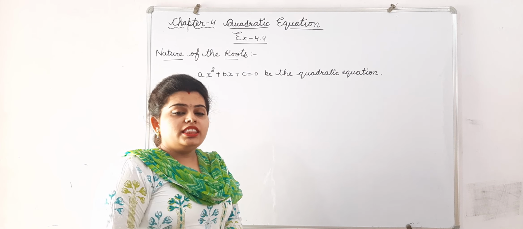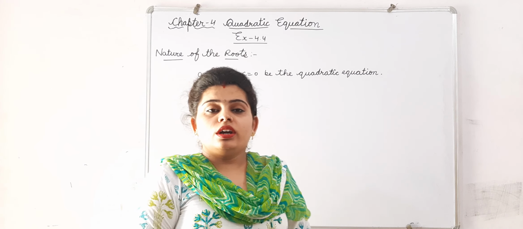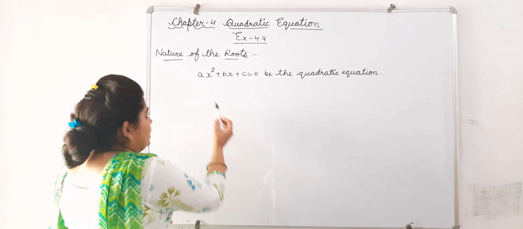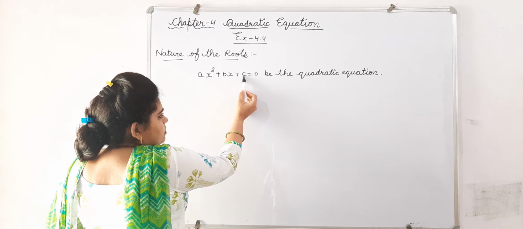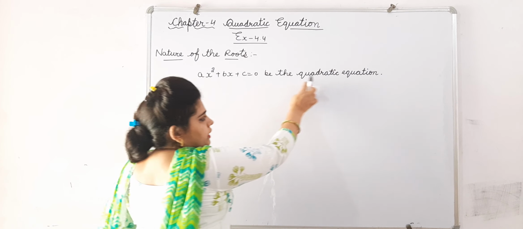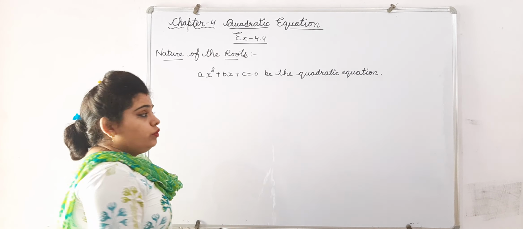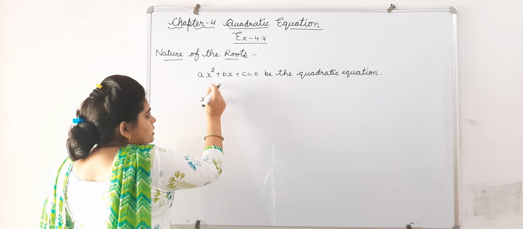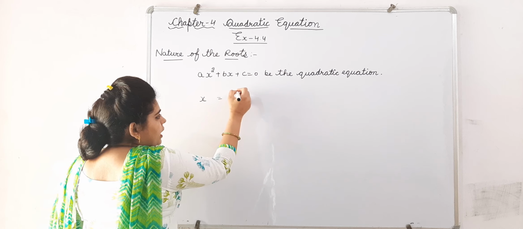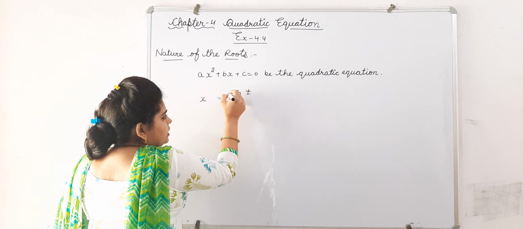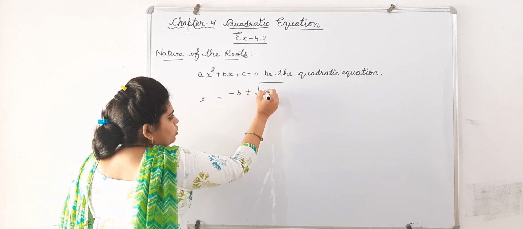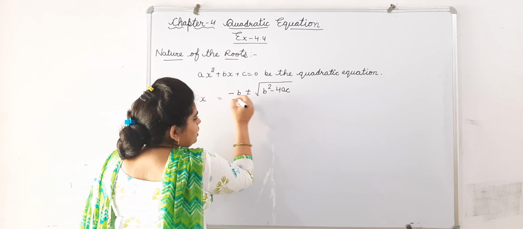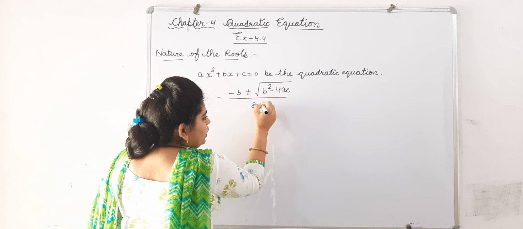Dear students, in this video we will study the nature of the roots of a quadratic equation. Let ax square plus bx plus c is equal to 0 be the quadratic equation, and we know by the quadratic formula that the solution of this equation is x equal to minus b plus minus square root of b square minus 4ac divided by 2a.